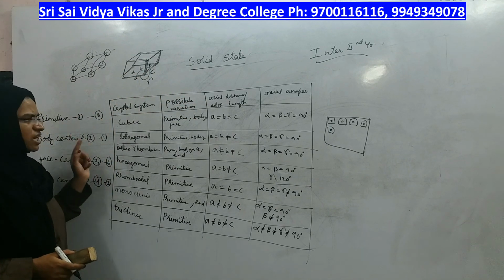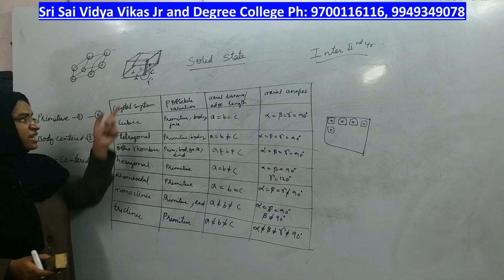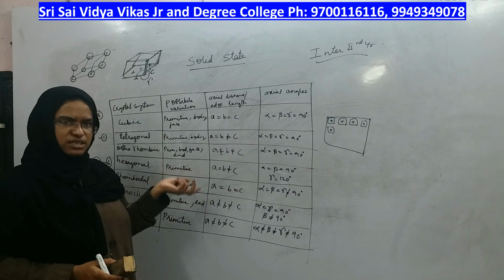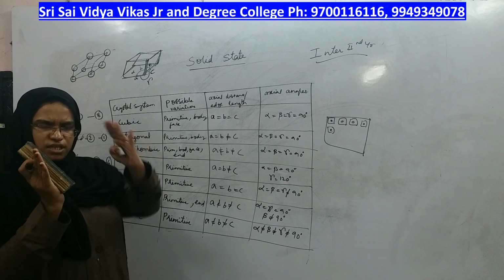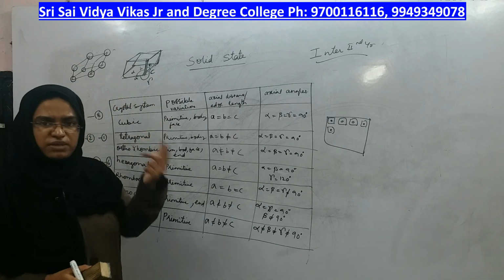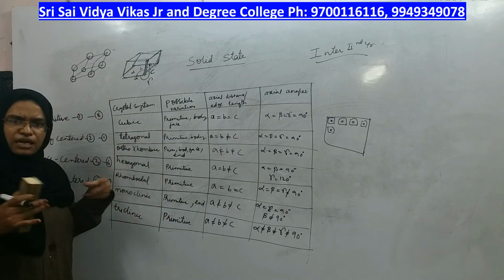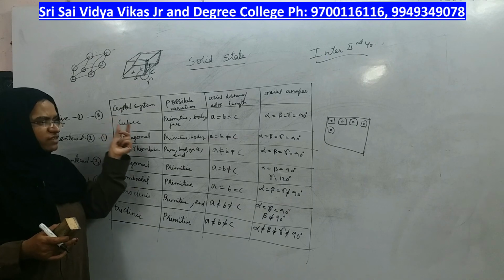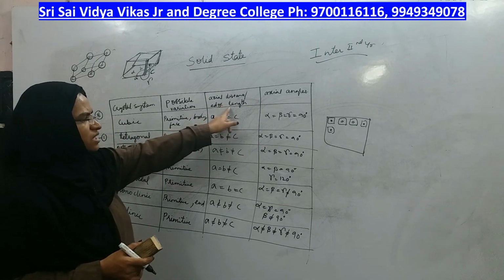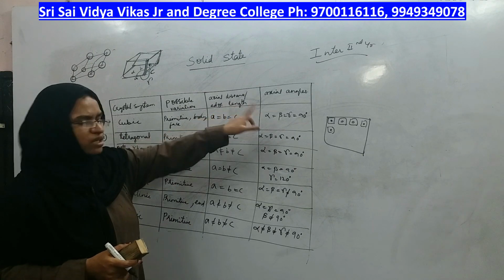For each shape, what happens to their length, what happens to their angles, let us see, right? Rhombic shape means they become a little slanted. In that case, A, B and C won't be same. Like that, if the shape of the unit cell is changing, what is happening to their length and to their angles, right?